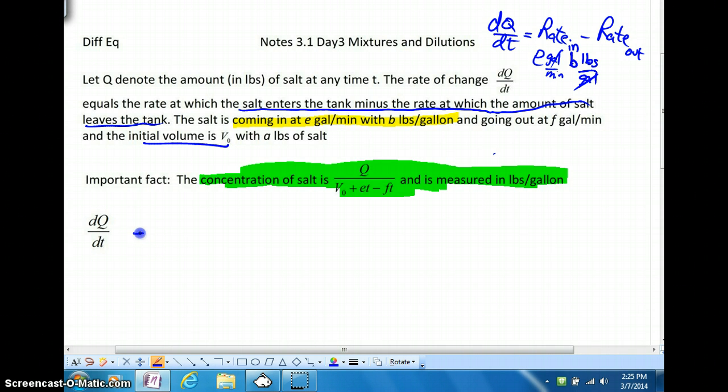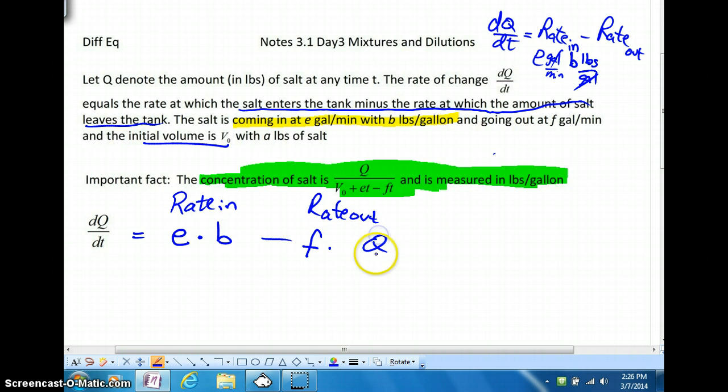So let's revisit this differential equation. And we're going to talk about the rate coming in and the rate coming out. The rate coming in, we just said up above, is E times B. We did that in the top right corner. That's pounds of salt per minute. But when we address what is coming out, the rate coming out in terms of pounds of salt, you could say, well, we've got F gallons per minute, but we're going to multiply that by Q all over V naught plus Et minus Ft.